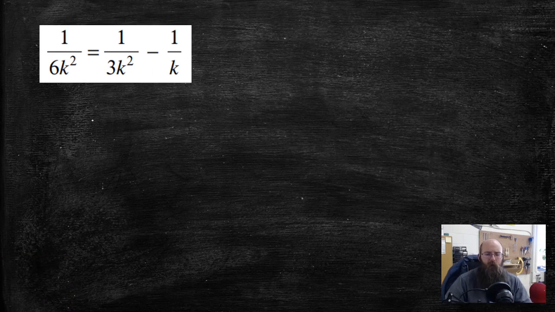I need to first get a common denominator on the left side and on the right side. Left side is actually already done, so I just need to get a common denominator on my right side. So between 3k squared and k, I need my least common multiple. LCM is how we refer to that, least common multiple. What is the smallest thing that I can build both of these up to?